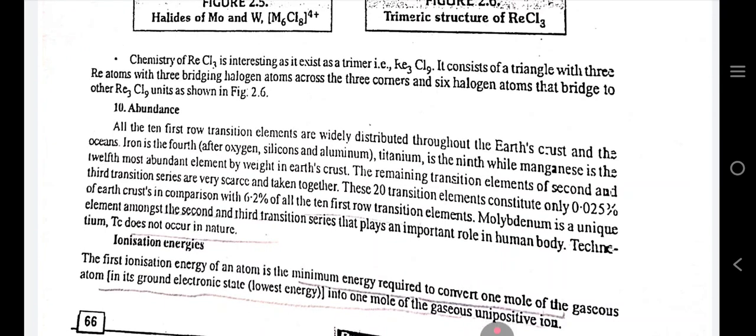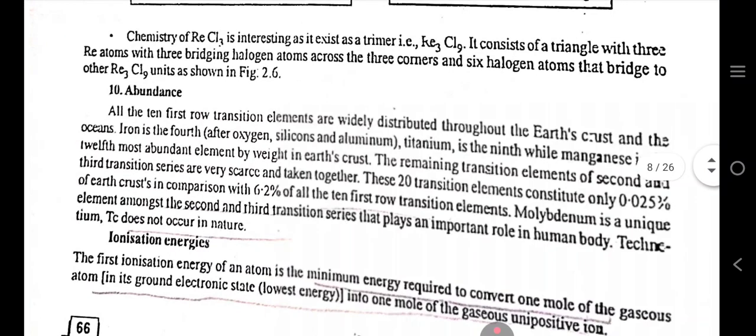Chemistry of ReCl3 is interesting as it exists as a trimer. It consists of a triangle with 3 Re atoms with 3 bridging halogen atoms across the 3 corners and 6 halogen atoms that bridge to other Re3Cl9 units as shown in figure 2.6.